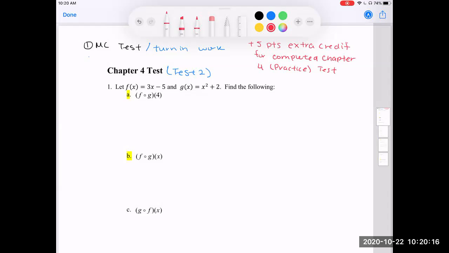1A. So 1 reads, let f of x equal 3x minus 5 and g of x equal x squared plus 2. Find the following. So first, it wants composition of f composed of g of 4. Well, by definition, we know that our first one is our function, and the function that we're going to plug in for x is going to be whatever is second. So g of 4.